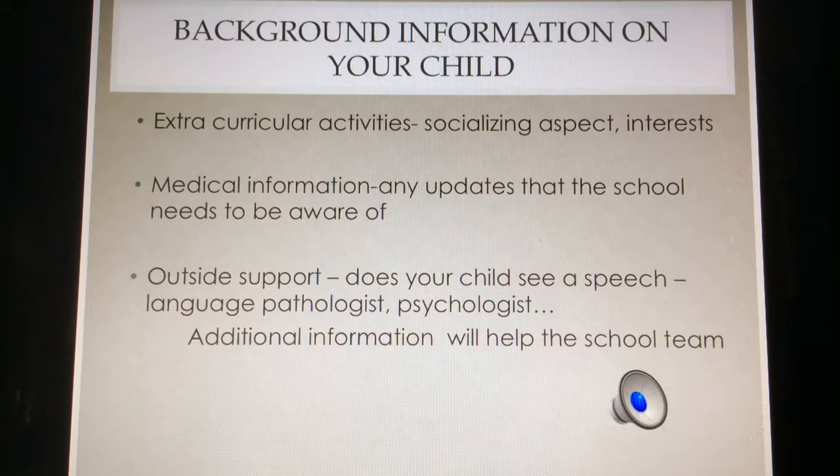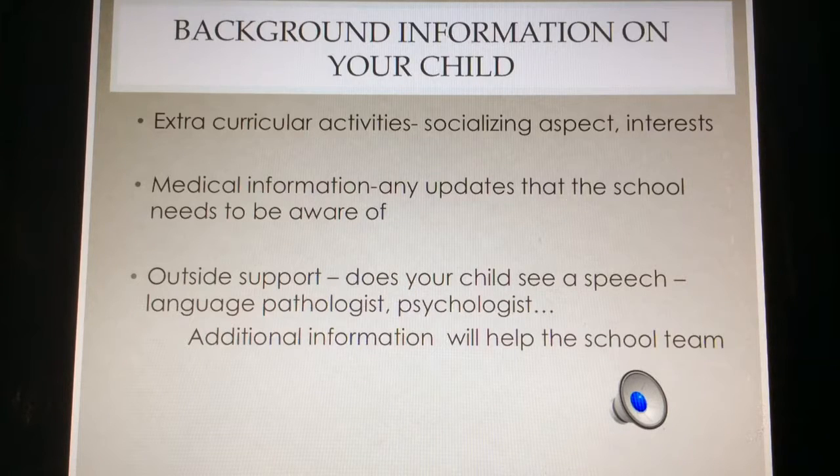Background information on your child. The school will want to know what your child does outside of school. This will give them an idea of how the child socializes outside of school, what his interests are, and if your child is involved in extracurricular activities. It would be good to let the school know. Also, if there are any updates to your child's medical information, this is something the school needs to be aware of as well.